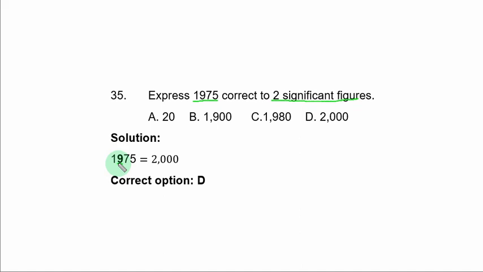That is 10. Put that 0, carry 1. Add 1 to 1, that is 2, and the remaining digits 7 5 become 0, so you have 2000 to 2 significant figures. D is the correct option.